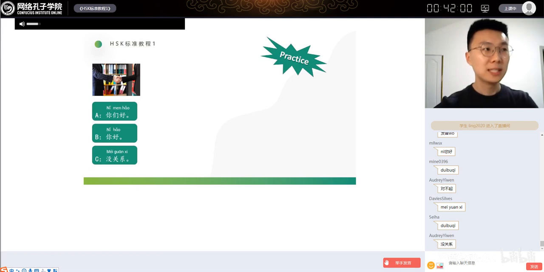Okay, now let's do some practice. Please read the picture and choose A, B, C. Which one is a proper word? The first one, they look like they are greeting each other. In this case, only one person, so we should choose B. 你好.